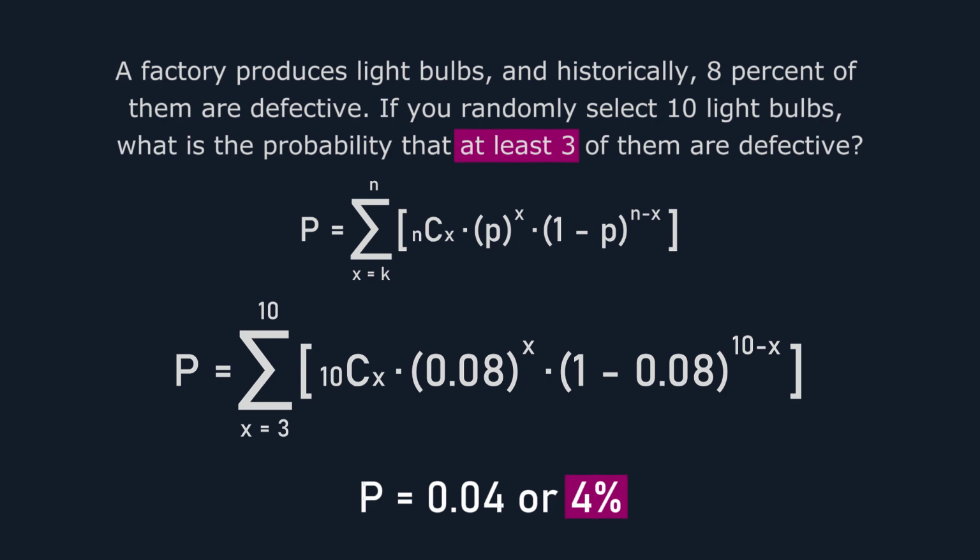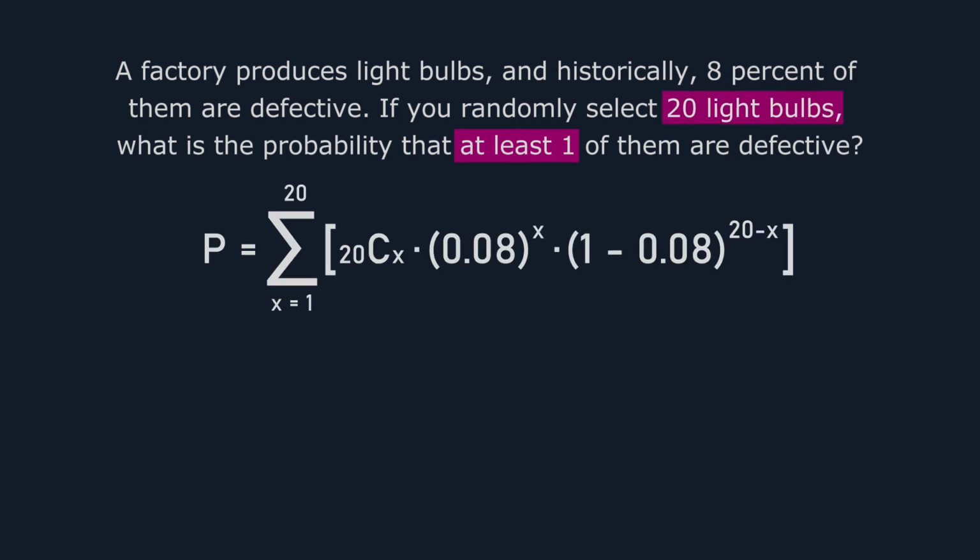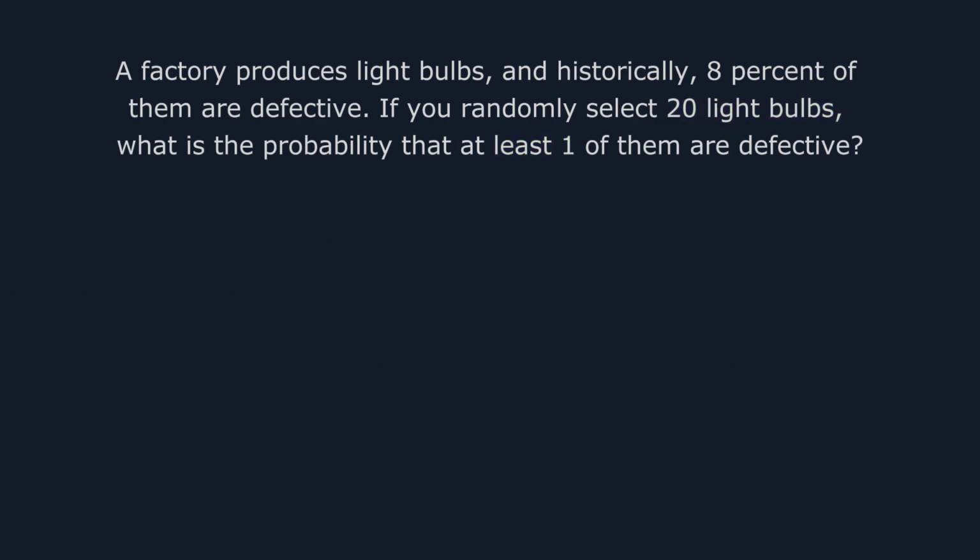Now, what if we change the problem a bit, and this time, we need to find the probability of getting at least 1 defective bulb out of 20 samples. If you use the technique I gave you, you will get an answer of 0.811, or 81.1%. However, this time, I'll demonstrate another method using the concept of complementary probability.